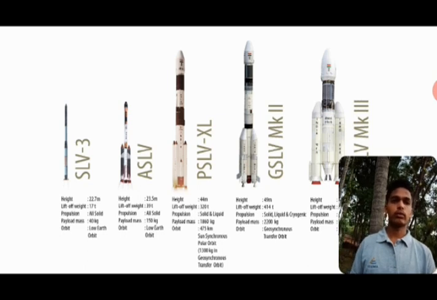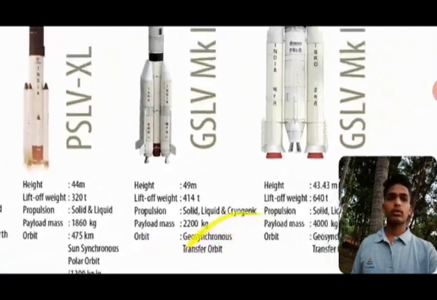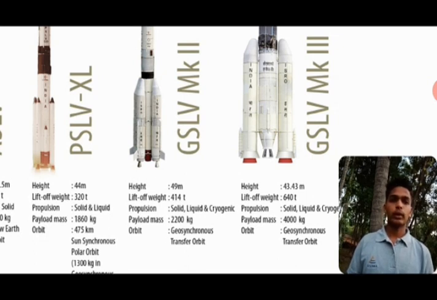So next is GSLV Mk2 and GSLV Mk3. The specifications, such as heights, are different because they are modified from the PSLV. The height is 49 meter, lift-off weight 414 ton, propulsion, that means the fuel consumption capacity and the fuel type, is solid, liquid and cryogenic fuels used for this kind of satellite launch vehicles. The payload capacity of the two is different according to their functions.